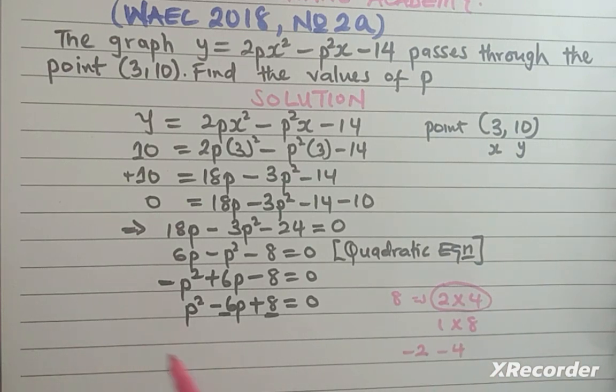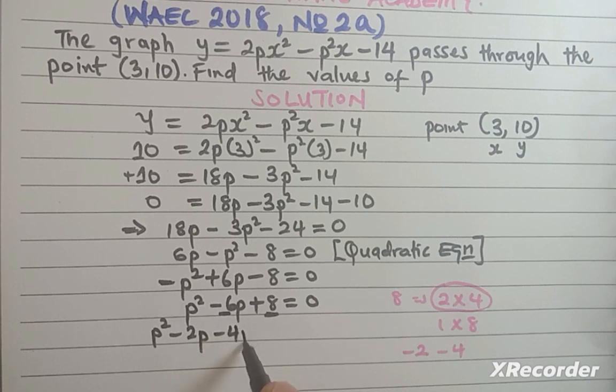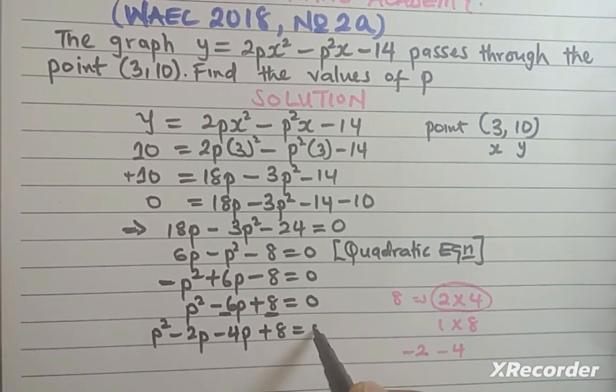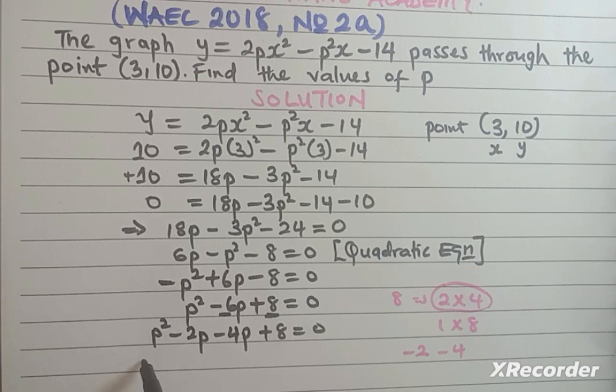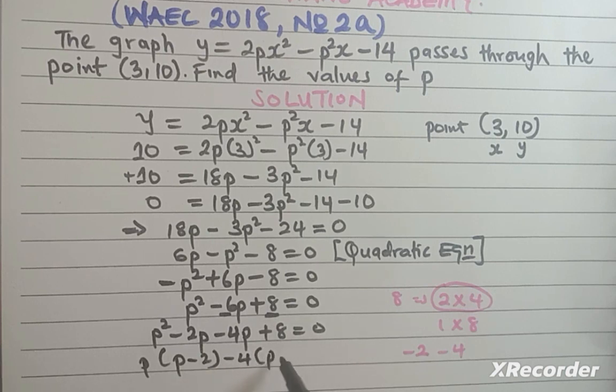So by the time we put it here, we are going to have p squared minus 2p minus 4p. That is to represent this minus 6p. Then plus 8 equal to 0. At this point, what we should do is to pick the terms 2 by 2 and then factorize. If I factorize, I have p into p minus 2. Then what is common here is minus 4 into p minus 2, equal to 0.